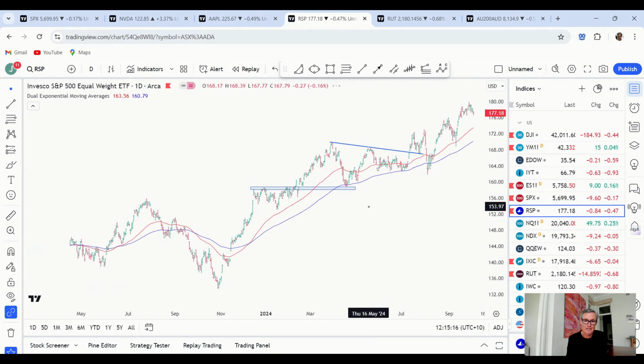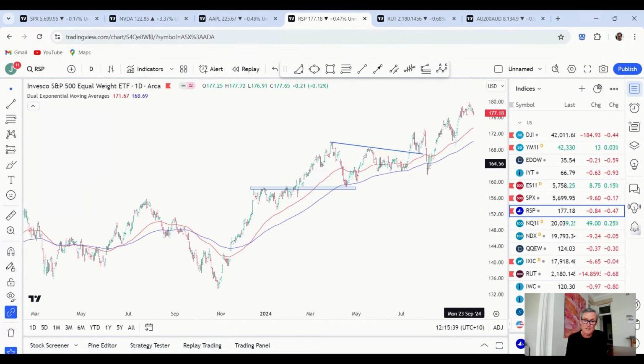And I prefer looking at the equal weight for that very reason, that the bigger stocks don't have that same dominance that they do when we look at the market cap S&P 500. Now, I think the equal weight does a better job of helping us understand how the broader market is tracking. And this continues to show all the characteristics of an unfolding bull market.